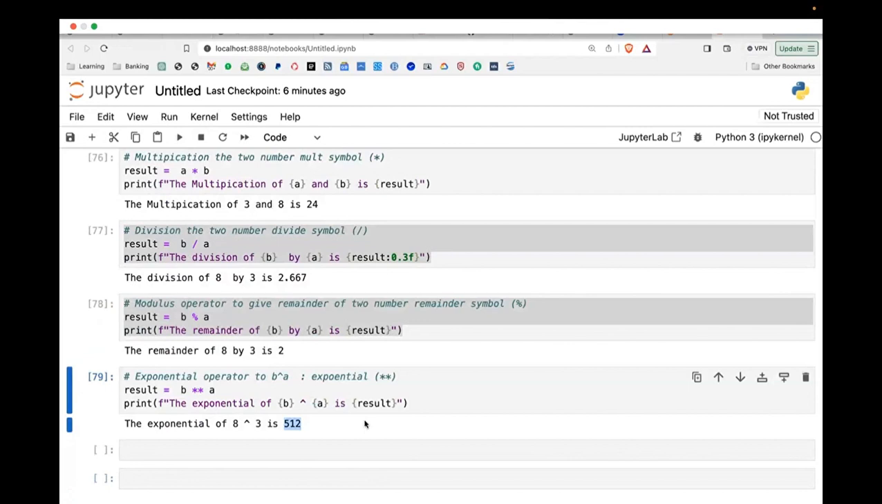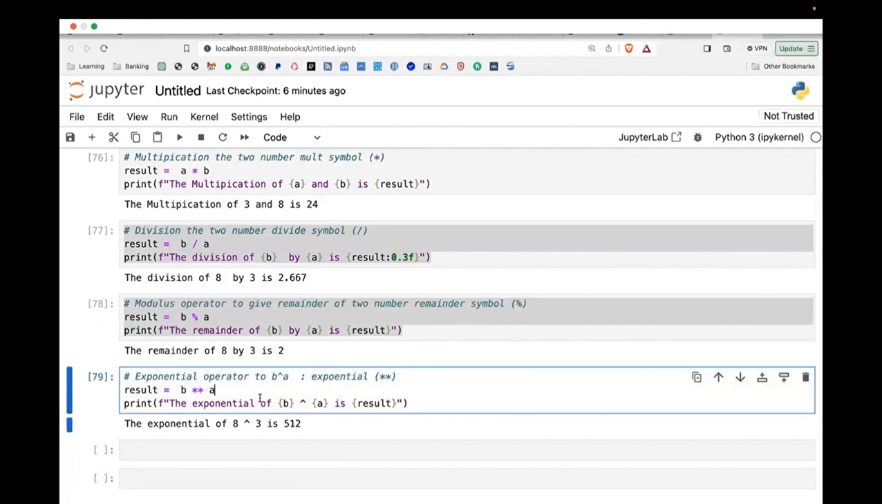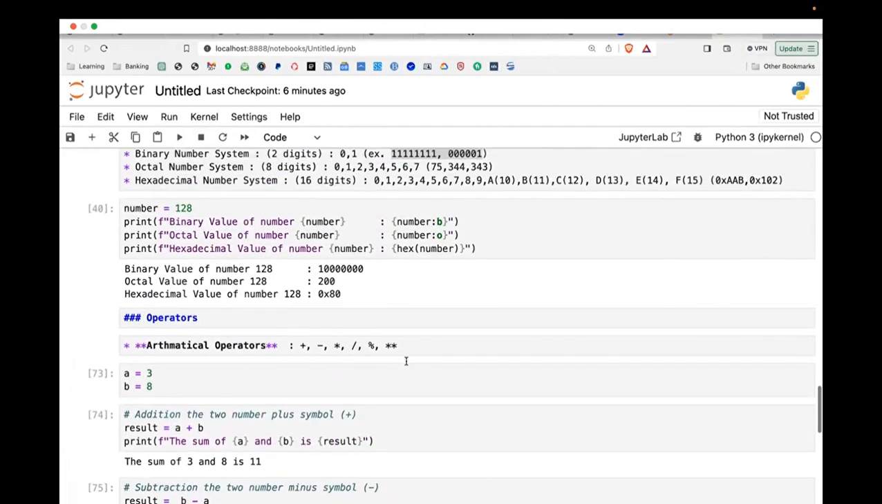So this is the exponential value. Sometimes you can use this also. There is another thing which I will tell you later, that is a function. In Python there are inbuilt mathematical functions in the language. We will use them, but these are the operators. So this is your sixth operator.